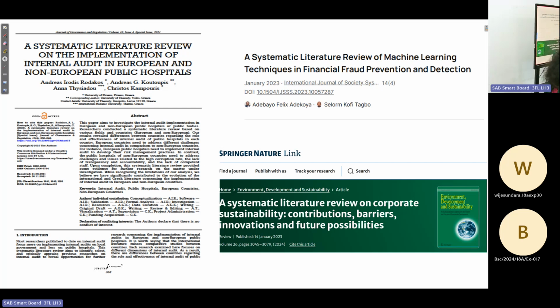Second one, a systematic review on corporate sustainability. What have past researchers done in this corporate sustainability area? What have they tested? කලින් මේගොල්ලෝ මොනවද කරලා තියෙන්නේ කියන එක තමයි මේ paper එක ඇවිල්ලා බලන්න.